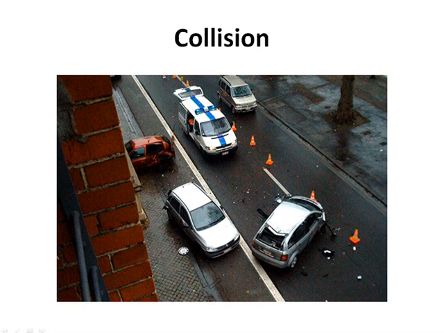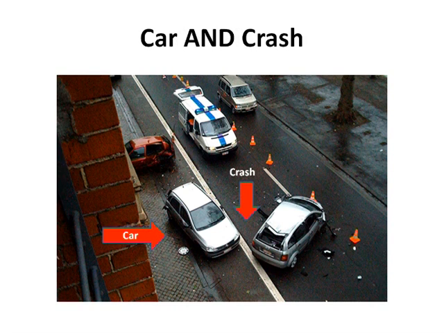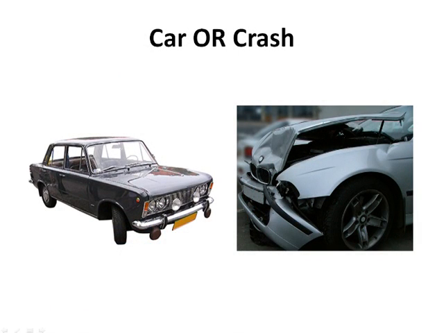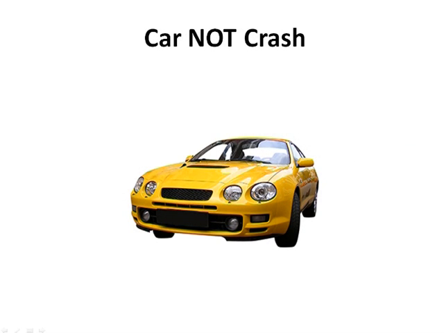Boolean operators show how you want these concepts to relate to each other. For example, car and crash would bring you search results including both those terms. Car or crash would bring you documents with at least one of those words, and car not crash would bring you documents that do have the word car but not the word crash. And, or, and not are the three basic Boolean operators. There are more specific ones called proximity operators, but we'll take a look at those in a little bit. For now, we'll stick with and, or, and not.